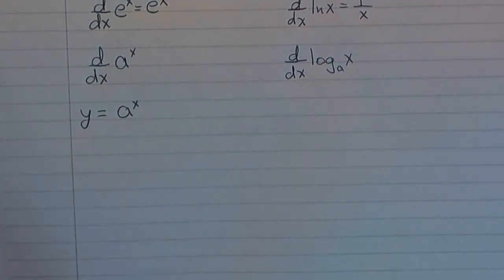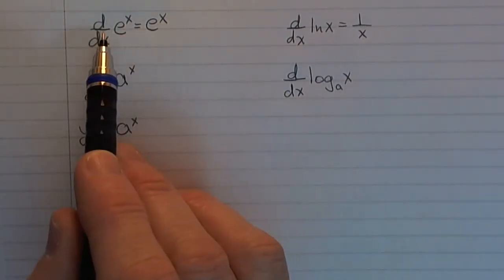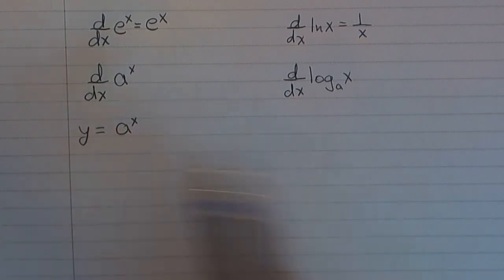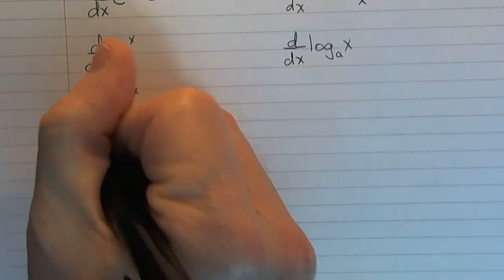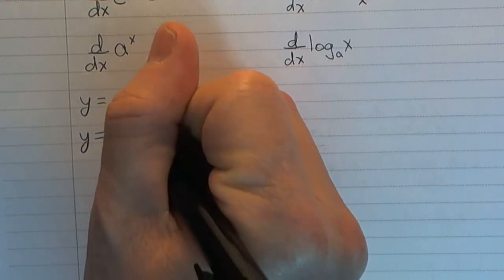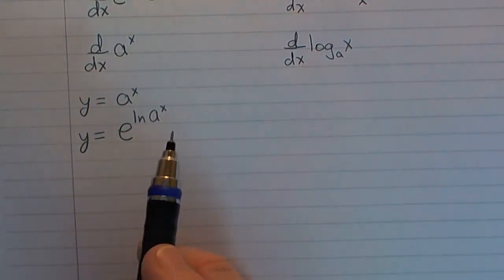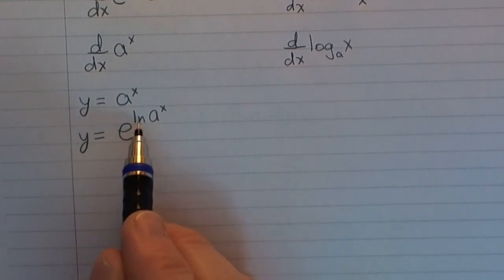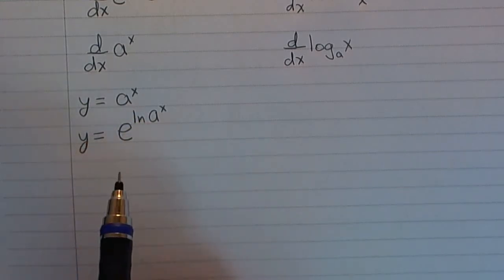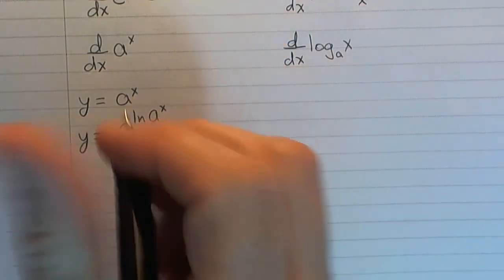Now, what I want to do is utilize this fact up here. I know the derivative of e to the x is e to the x. Well, you might say, there's no e in there. Well, let's see if we can make it happen here. Let's write this as e to the natural log of a to the x. That works because e and natural log are inverses of each other, so really this is just y equals a to the x. Now, let's differentiate this.